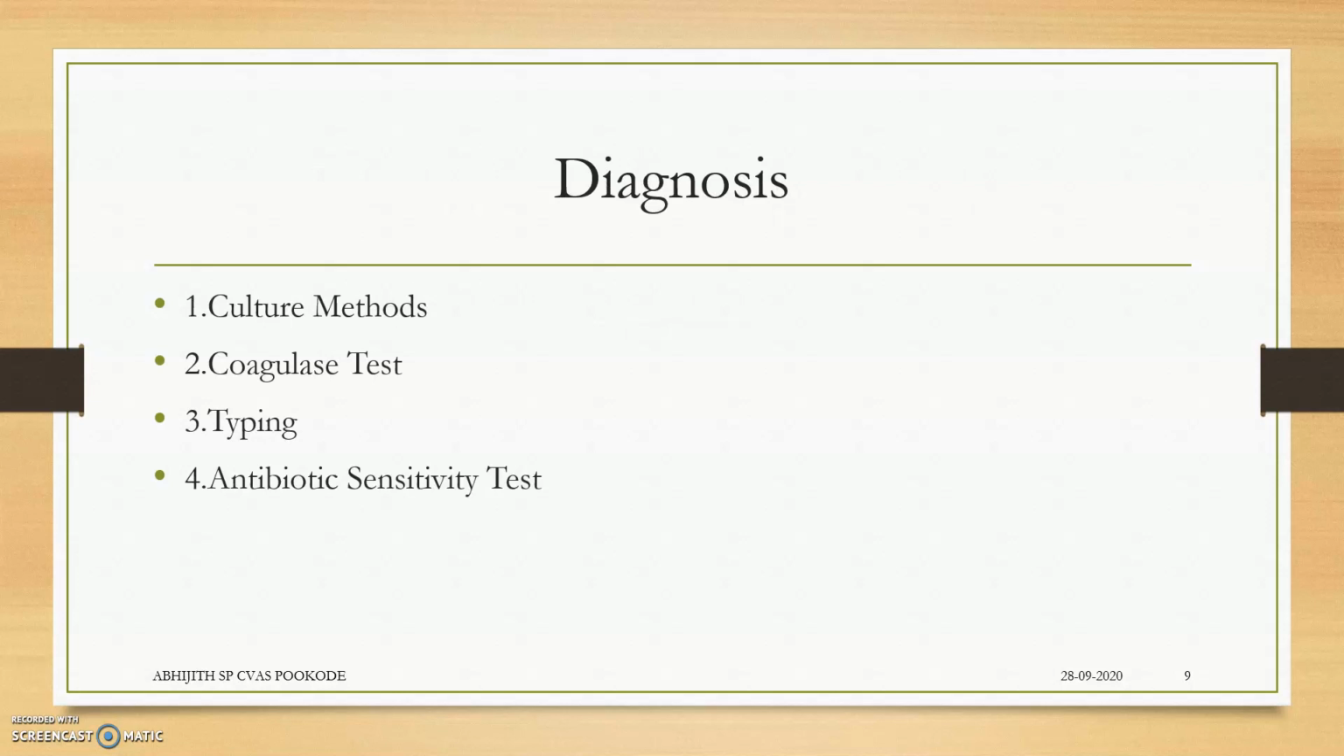So the diagnostic methods are culture methods, that is culturing on the selective media. And the coagulase test, you can identify the coagulase negative staphylococci and coagulase positive staphylococci. You can easily differentiate. Then bacteriotyping, that is bacteriophage typing, and the antibiotic sensitivity test by the Kirby-Bauer method.